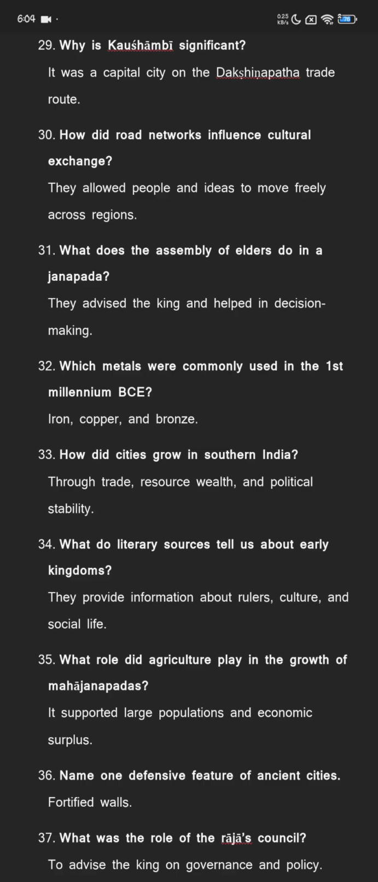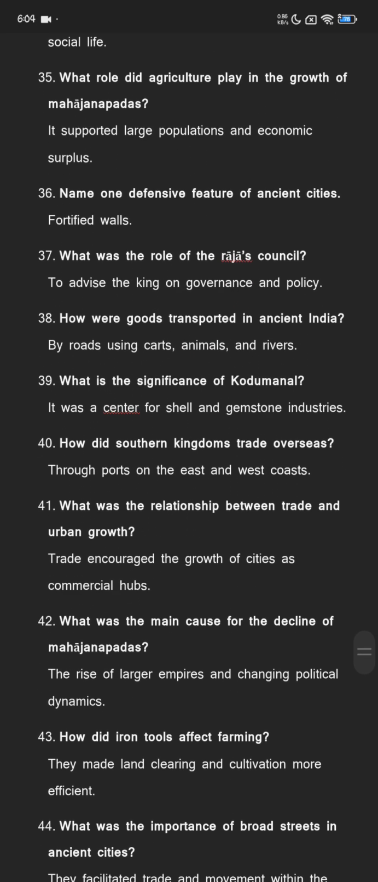What role did agriculture play in the growth of Mahajanapadas? It supported large populations and economic surplus. Name one defensive feature of ancient cities. Fortified walls. What was the role of Raja's council? To advise the king on governance and policy.